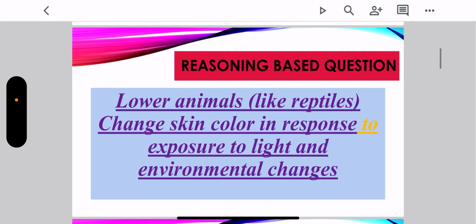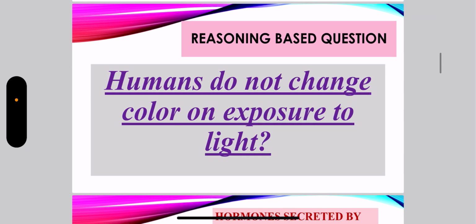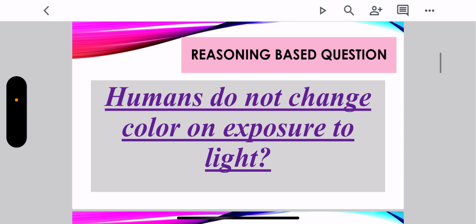Now, two reasoning based questions can be extracted out here. Why do lower animals like reptiles change skin color in response to exposure to light and environmental changes, but humans do not change color on exposure to light? We'll come to the answers of the reasoning questions at the end of the session.